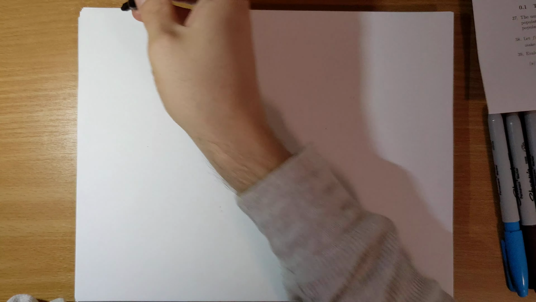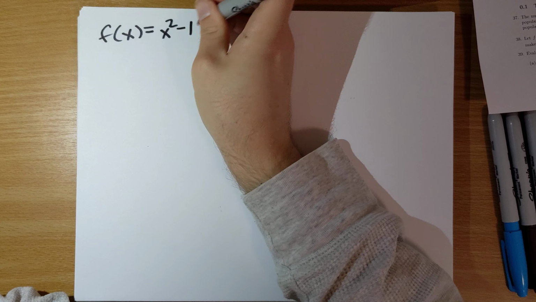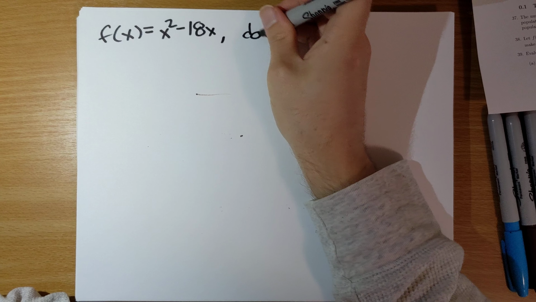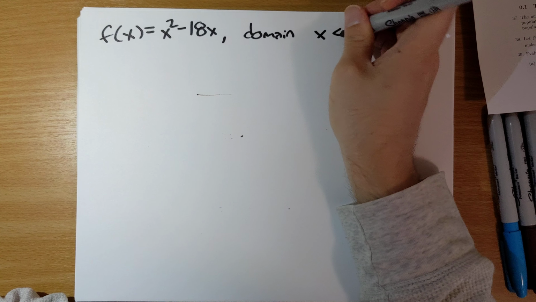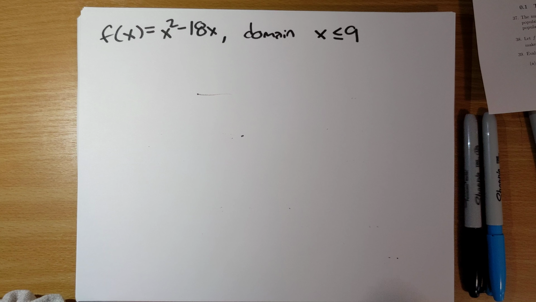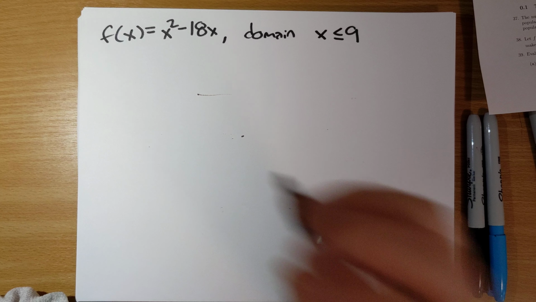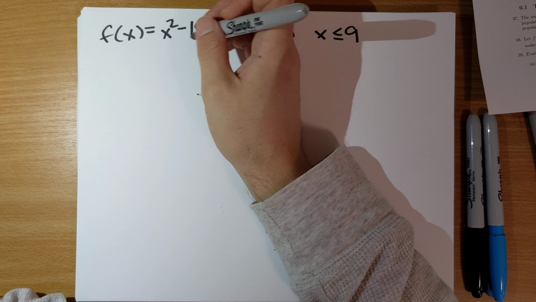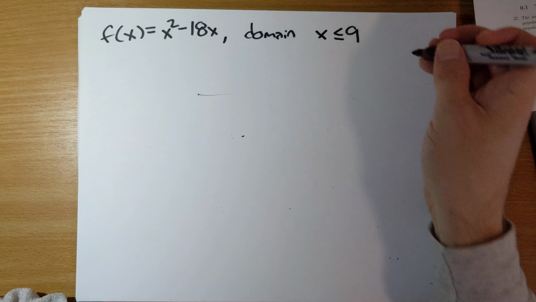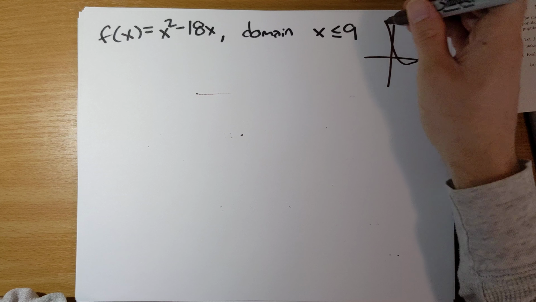Question number 14. f of x is x squared minus 18x with domain x is less than or equal to 9. There are a couple of things to do here. The first is to find a formula for f inverse. The thing to realize is that f of x is x squared minus 18x. It's a parabola. It looks something like this.